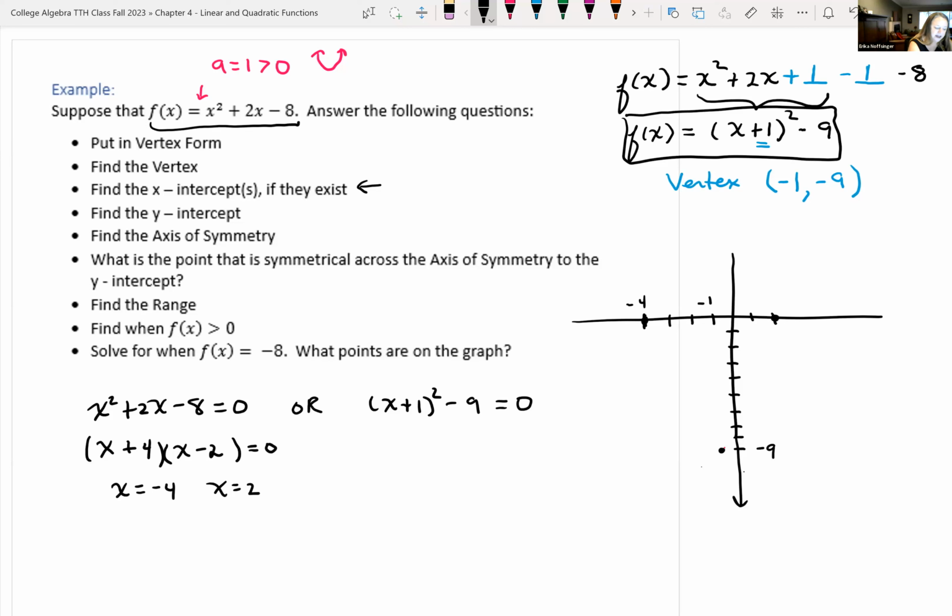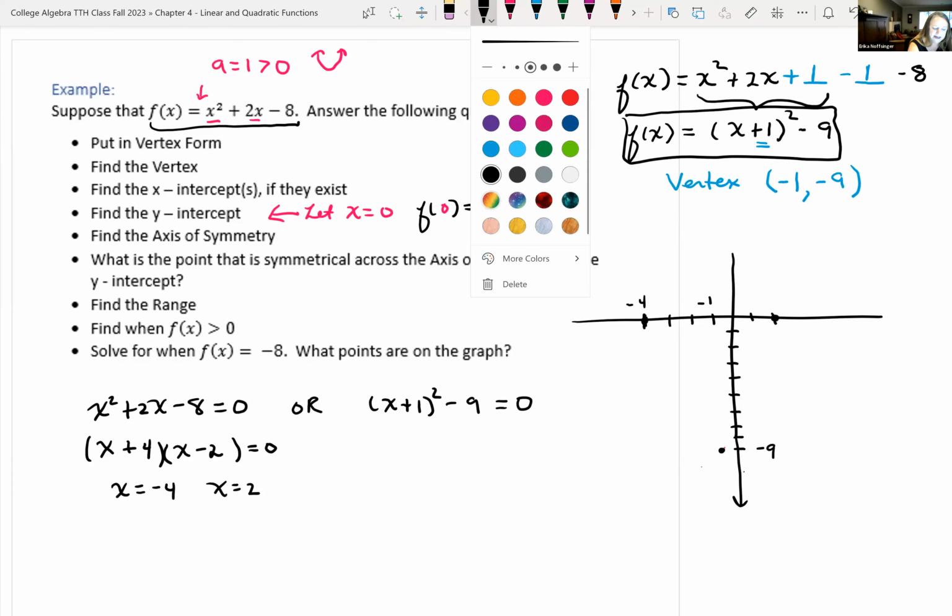For my y-intercept, that is when our x value is 0. So if I look at plugging in 0 wherever I see an x in my original function, I get 0 squared plus 2 times 0. So those are still 0. And then I have -8. So this is equal to -8.